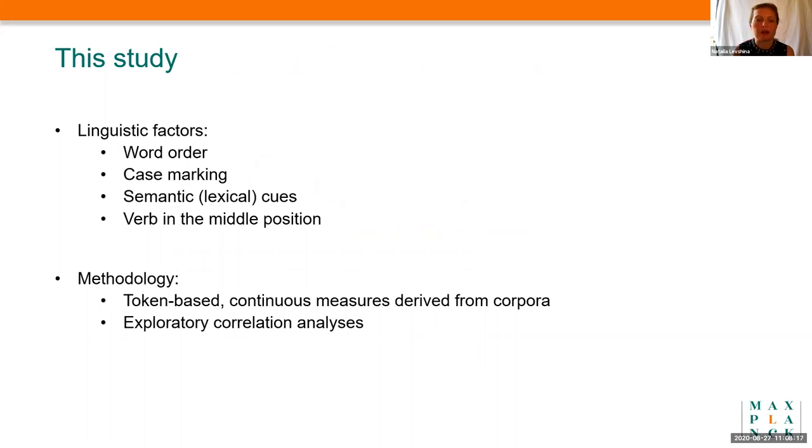These are word order, case marking, semantic or lexical cues, and the presence of the verb, the tendency to put the verb in the middle position in the language. Here I use a kind of innovative methodology by deriving all these values, all these measures, from corpora only, so it's different from what people usually do. They look at grammars and get these categorical values from grammars usually. And so I'll show an exploratory correlation analysis between these measures.